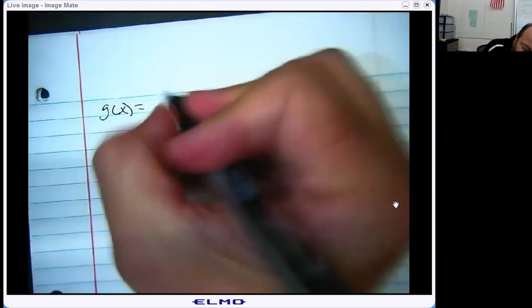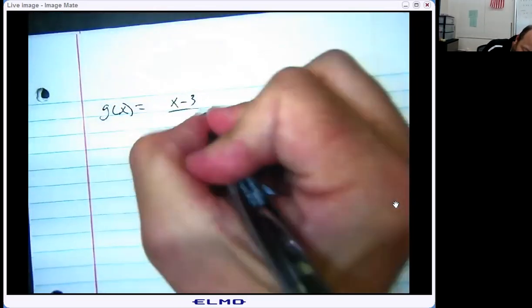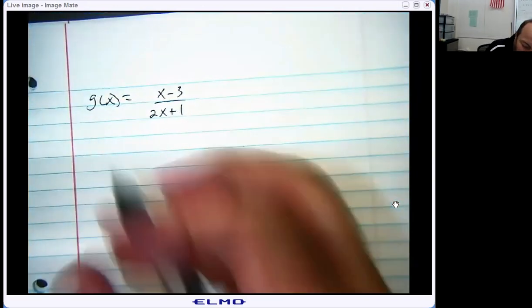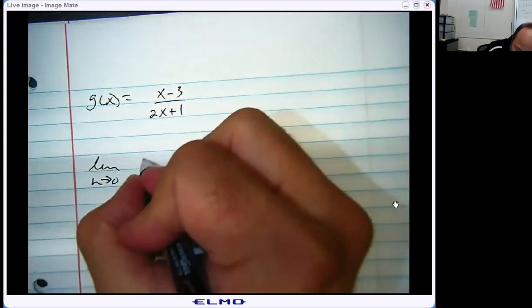Let's try another one that's just maybe a tiny bit harder. So maybe we had now g of x equals (x minus 3) over (2x plus 1). It's a slightly more difficult problem. Now again, we're going to go limit as h goes to 0 of g of x plus h.